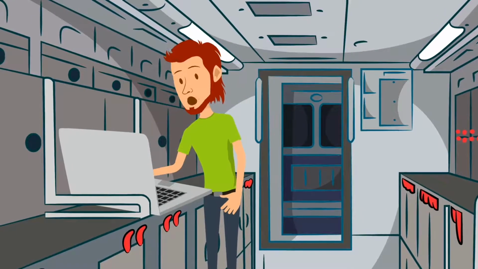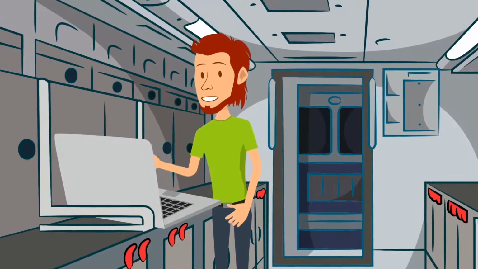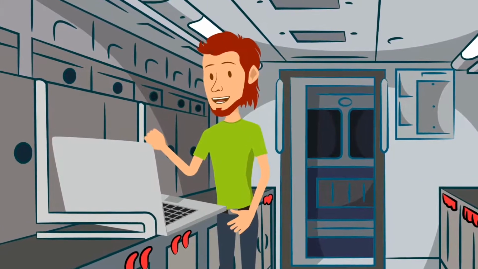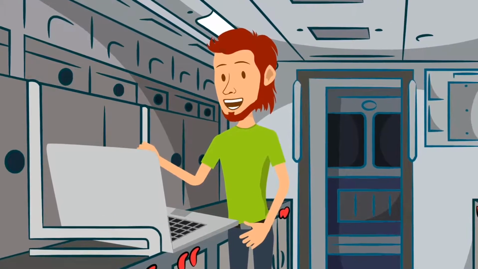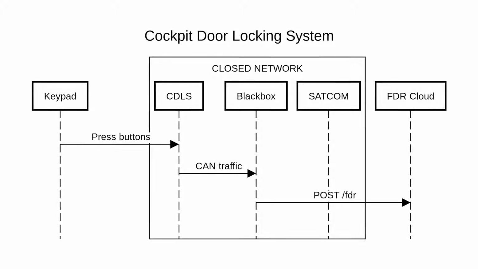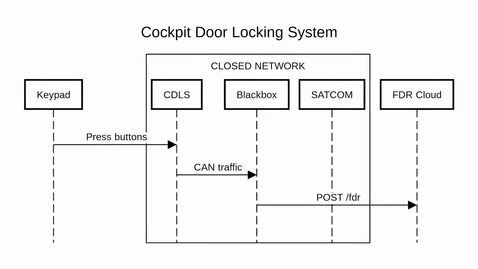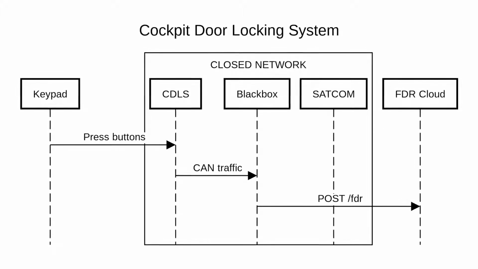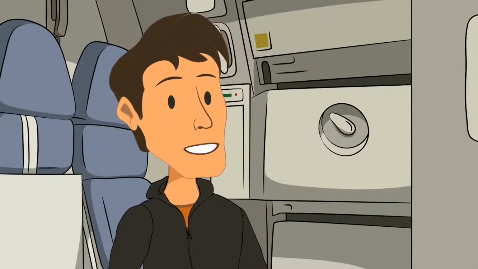The Ethernet cable gave us access to the SATCOM router. It seemed to allow to configure the DNS servers. When setting my IP as a DNS server, I started receiving requests from the black box to the FDR data backup server. Every time you press some buttons in the cockpit door, they get sent in the traffic as CAN messages. This is good progress.